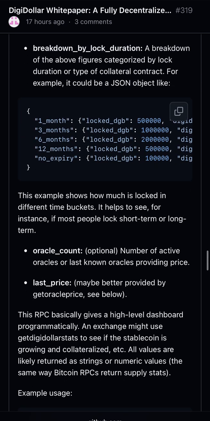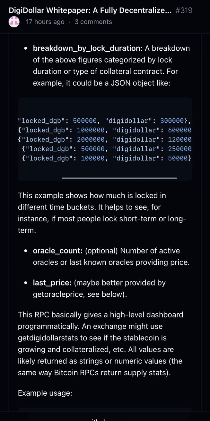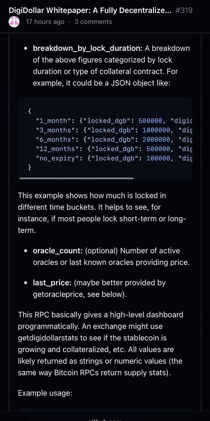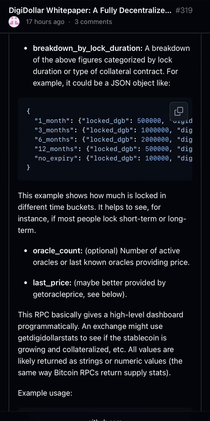Breakdown by lock duration. A breakdown of the above figures categorized by lock duration or type of collateral contract. For example, it could be a JSON object like: 1 month, locked DigiByte 500,000, DigiDollar 3,000. 3 months, locked DigiByte 1 million, DigiDollar 600,000. 6 months, locked DigiByte 2 million, DigiDollar 1,200,000. 12 months, locked DigiByte 500,000, DigiDollar 25,000. No expiry, locked DigiByte 100,000, DigiDollar 50,000.